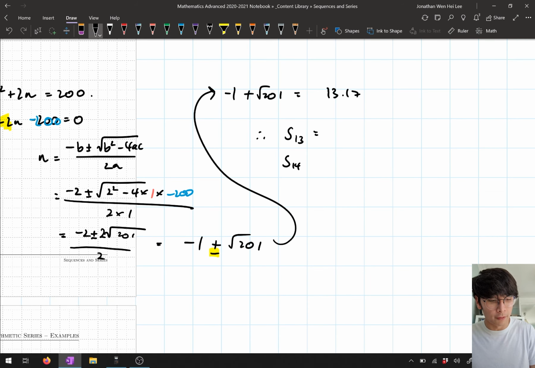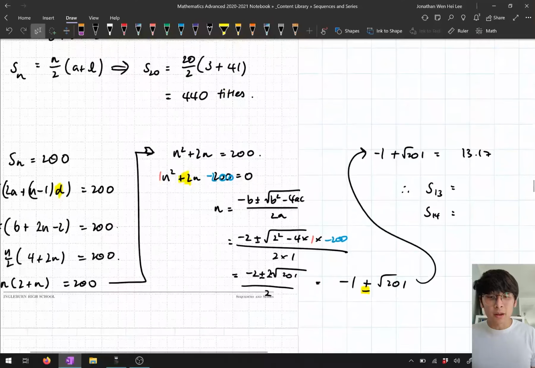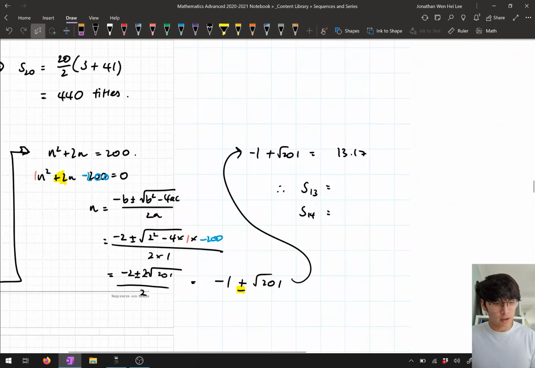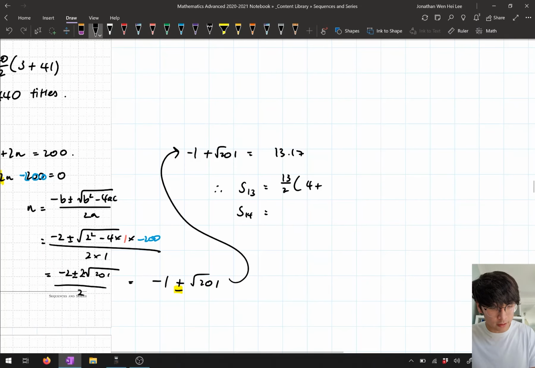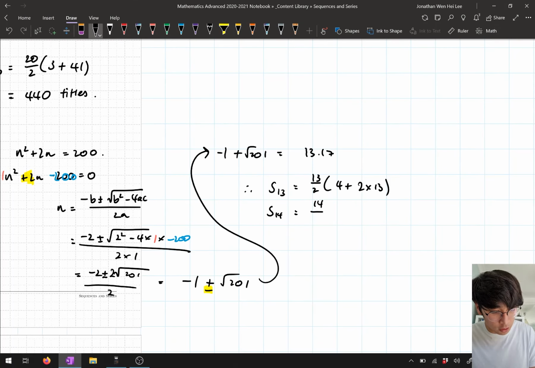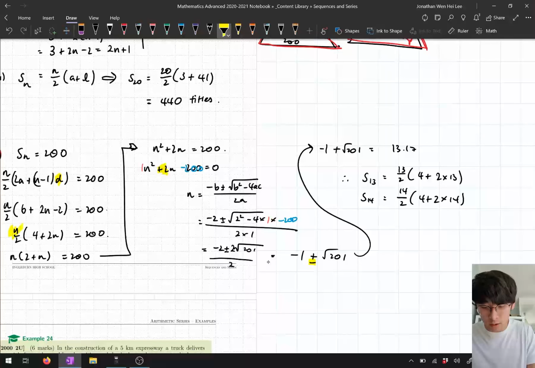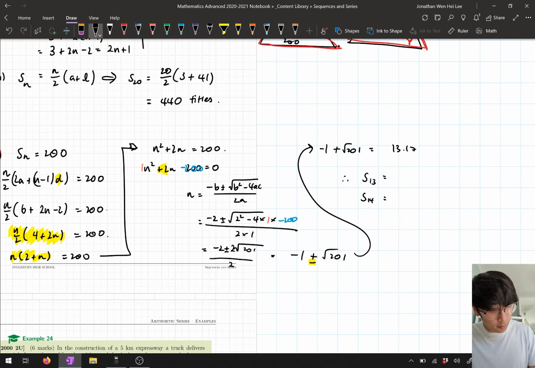So what I'm going to check is the partial sum of the first 13 rows and the partial sum of the first 14 rows. And so here, I'm going to sub these two values into the formula that we had over here that we used for this question. So this is going to be 13 over 2 times 4 plus 2 times 13, and this is going to be 14 over 2 times 4 plus 2 times 14. So that was using this formula that we got over here. Actually, we can use the one underneath. I realized, oh, that's even easier. So this actually becomes, using the formula underneath, 13 times 15 and 14 times 16.